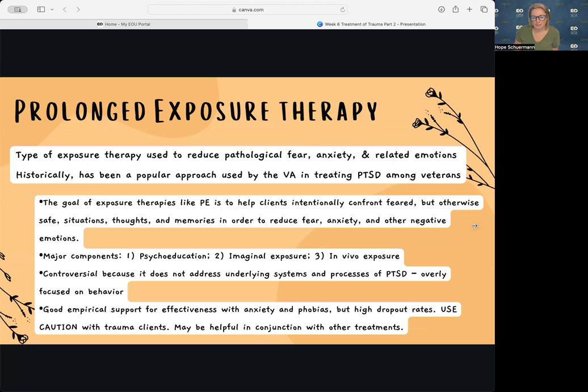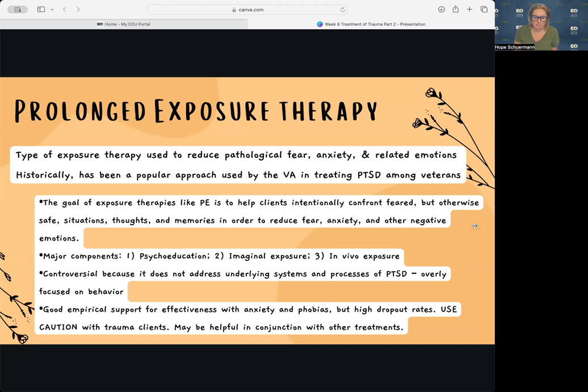So I would say use this with a lot of caution. Make sure you get extra training if you're going to use this. Maybe try other techniques first before moving to exposure therapy, because I do think there's a higher risk of re-traumatizing clients with prolonged exposure therapy than many of the other therapies that we've talked about. So, is it effective? Yes, we have lots of research showing it's effective. Could it also be harmful? Yes, we also have lots of research indicating that it could be harmful.